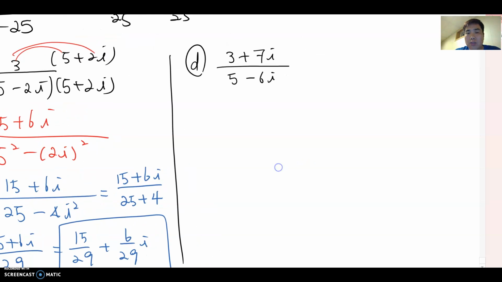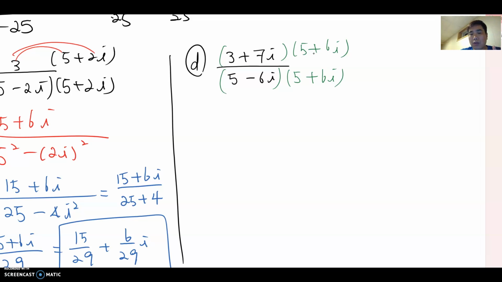Now, look at this problem. Both the numerator and denominator have complex form, but we don't care about the numerator. We only care about the denominator and focus on making it rational. So same thing, we multiply by the conjugate. What's the conjugate of 5 minus 6i? Yes, if you think 5 plus 6i, that is the right conjugate of this expression. So we multiply both the numerator and the denominator, so nothing happens basically, right?